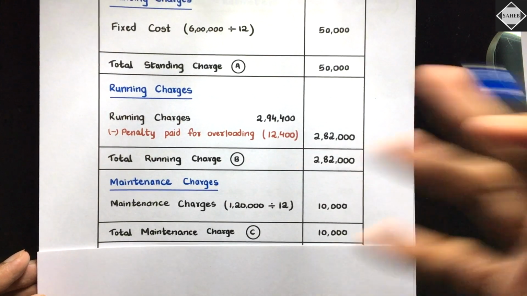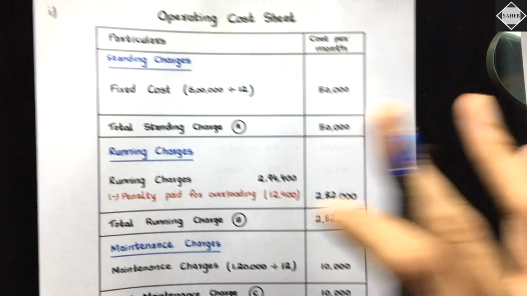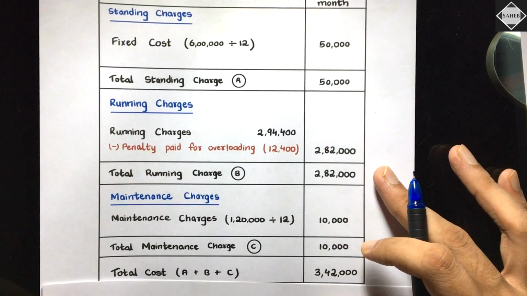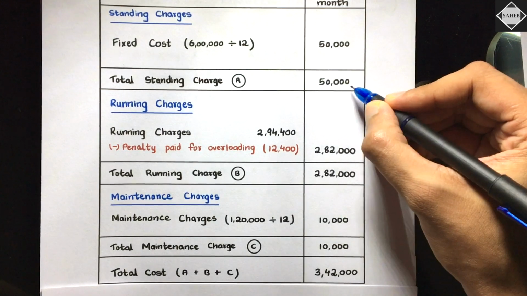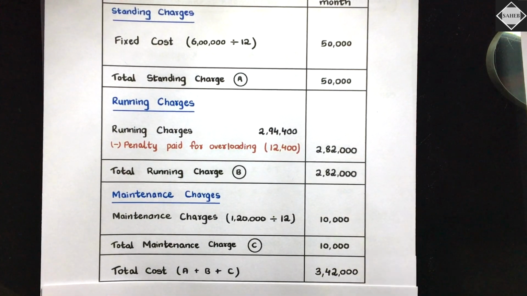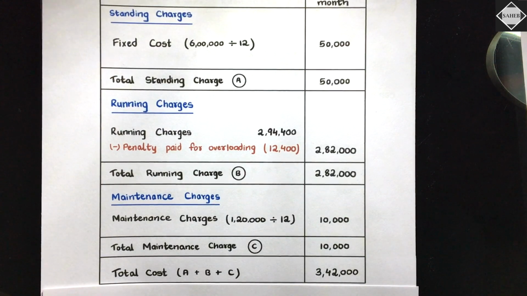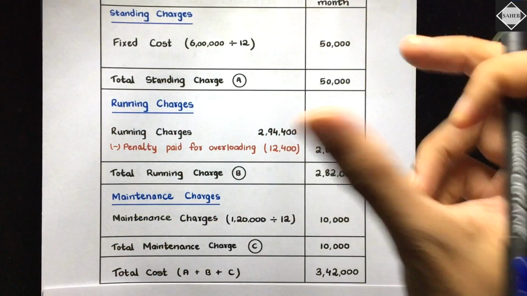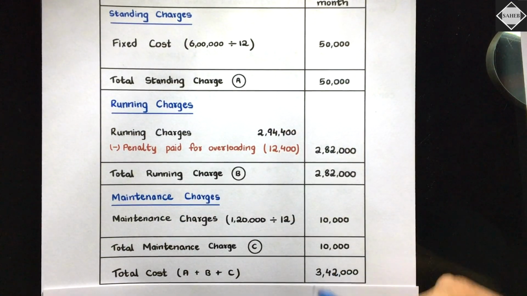You see how simple it is. Just in 3 lines you can do this. I have just used the whole format. Okay. Yeah. Total cost will be 3,42,000. 50 plus 2,82,000 plus 10, that's 3,42,000. That's the total cost. Is it clear? Simple. A plus B plus C. So operating cost sheet is over. By operating cost sheet, what happened? You got the numerator. The numerator is 3,42,000.